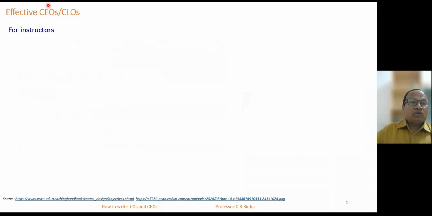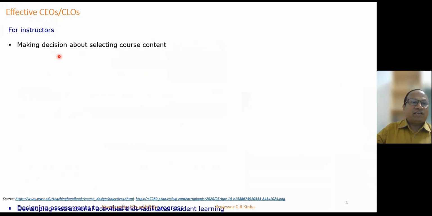How to write effective course educational objectives and course learning outcomes. For instructors, making decisions about selecting course content, it helps when we write course objectives or course outcomes. It helps these instructors to make decisions about selecting the course content. When you write certain objectives and outcomes, accordingly you will be developing the course content.